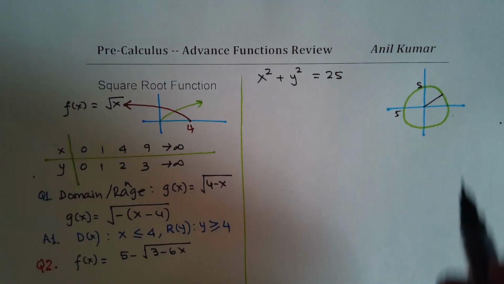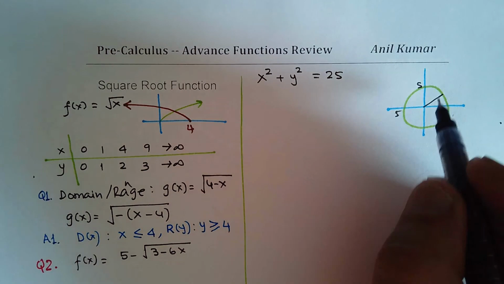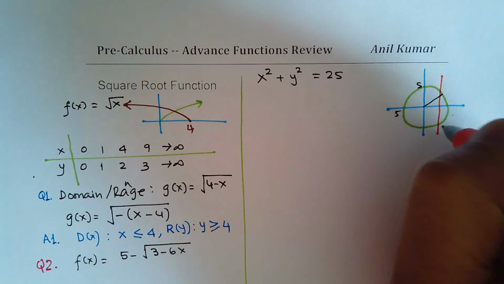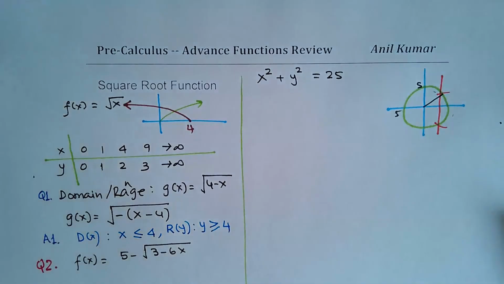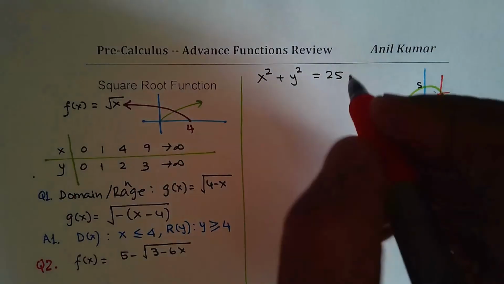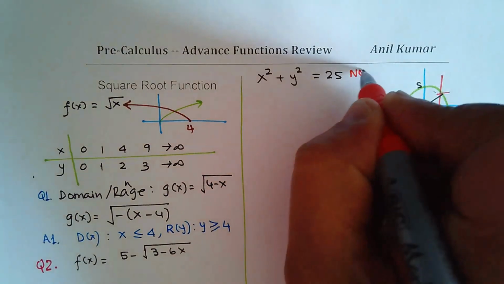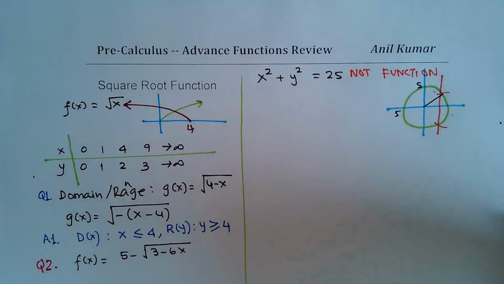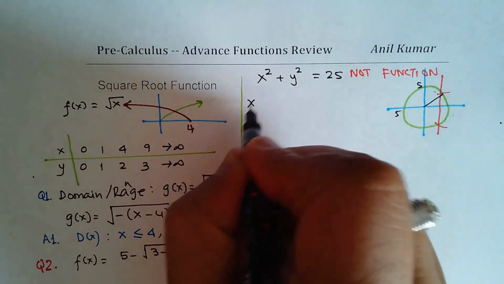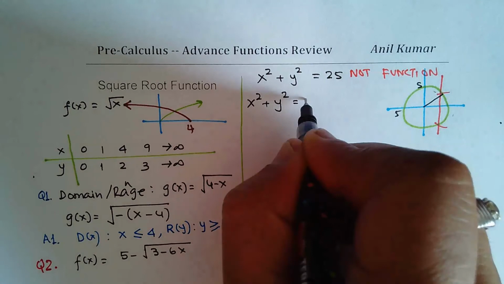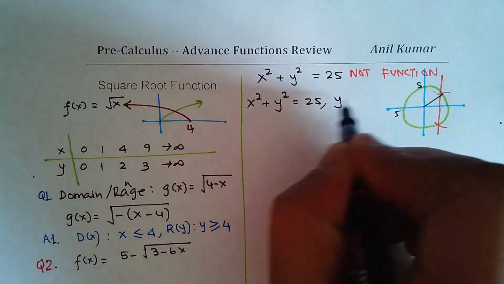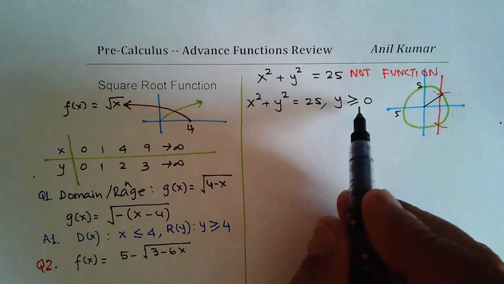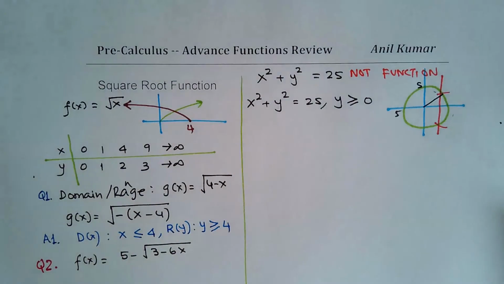function, right? So this is not a function since it fails the vertical line test, correct? It fails the vertical line test because these 2 points are being crossed. So it is not a function. See what happens if I say x squared plus y squared equals 25, where y is greater than or equal to 0. Now if I put that as a condition, then what?